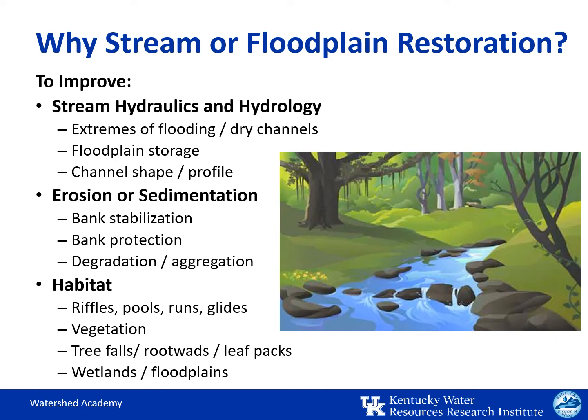And finally, it may be just an increase in habitat. Adding riffles, pools, runs, and glides can provide unique places for the aquatic organisms to live. They can add vegetation, which provides shade benefits, and adding places like tree falls or root wads or leaf packs.